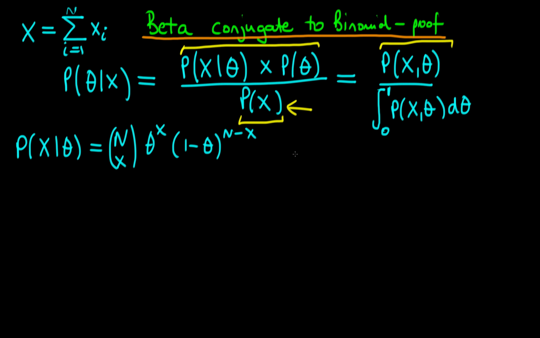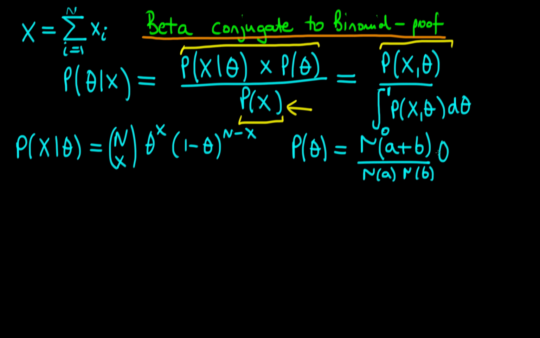If we write down our prior, it's just that the probability of theta is equal to the beta distribution. And I'm going to write the beta distribution in a slightly different form, using the gamma function. It's equal to gamma of a plus b divided through by gamma of a times gamma of b, all times theta to the power a minus 1, this first parameter, times 1 minus theta to the power b minus 1. Okay, so these are our two terms of our numerator now.